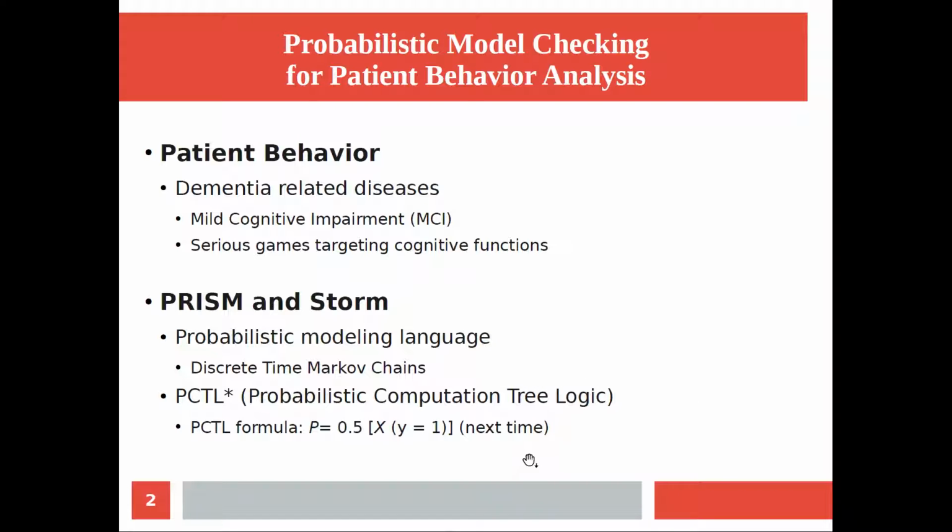Here, we have an example of such a formula where we use two operators, P and X. The corresponding Boolean property is true if a variable y has value 1 in the next state with probability 0.5.